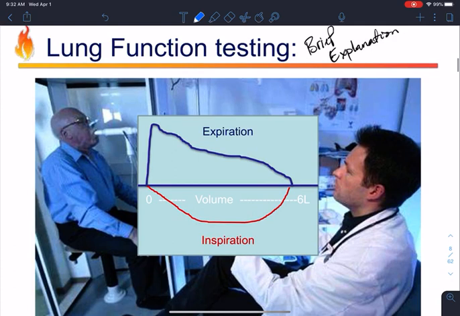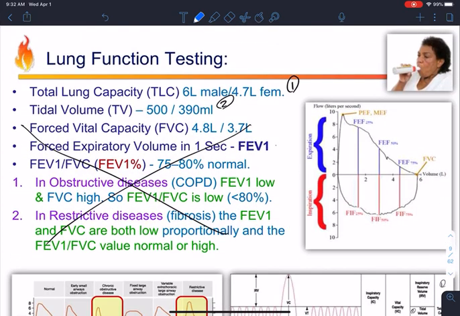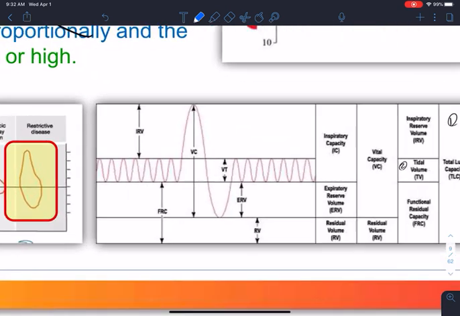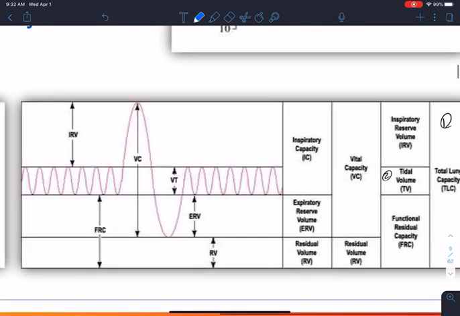So, a brief explanation of lung function testing. It's basically just a measurement of how much you can inhale, how much you can exhale, how much you inhale and exhale on a breath at rest, and then how much you can inhale beyond that, and how much you can exhale beyond that. I'm not going to talk about these big graphs. If we were in class, I might, but I'm really just going to focus on this little one right here.